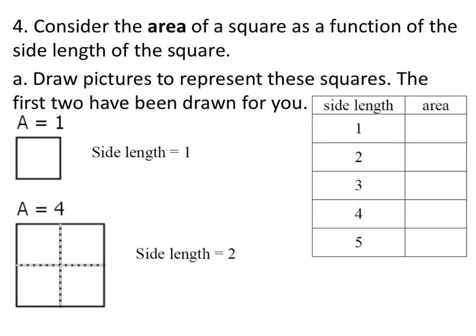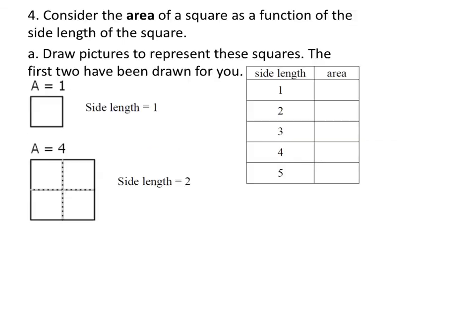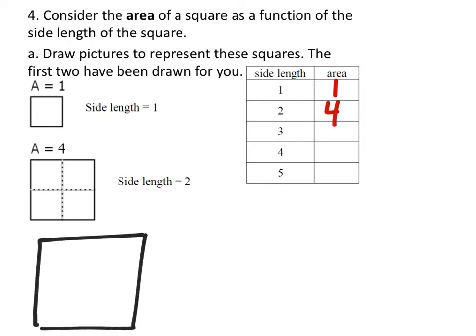Alright, number 4, consider the area of a square as a function of the side length of the square. Draw pictures to represent these squares. The first 2 have been drawn for you, so we'll have to draw a little bit on this one. So starting off, we see that a side length of 1 produces an area of 1, and a side length of 2 produces an area of 4. So if we had something a little bit bigger like this, and split it up like this one, well, then we see a side length of 3 has an area of 9 squares.